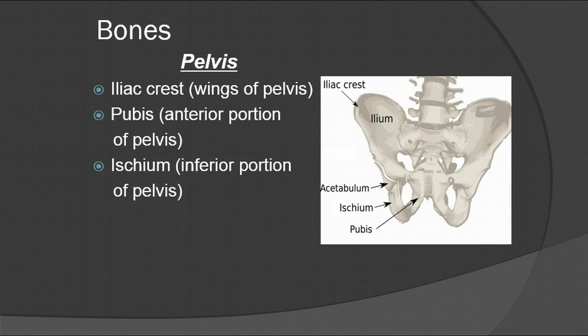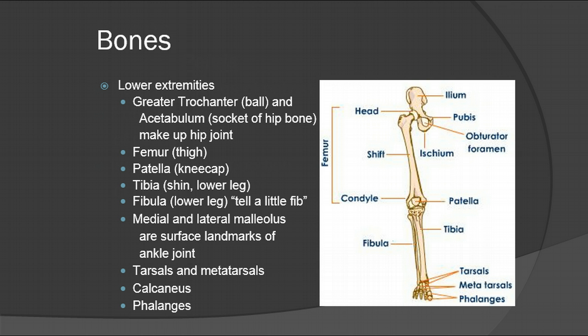And now we have the pelvis. The pelvis is composed of the iliac crest, which is here at the top. The ilium is the kind of ear-shaped portion of the pelvis. And then you have the pubis, which is the anterior portion of the pelvis, and the ischium, which is this kind of inferior portion of the pelvis. And then don't forget the pubis, which is towards the middle of the pelvis.